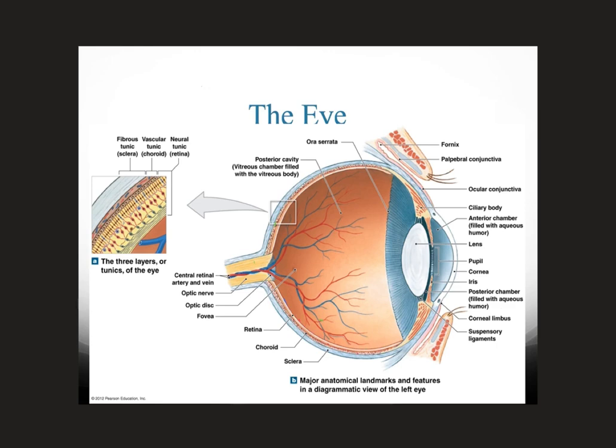Another structure that we should talk about is your fovea, right over here. The fovea is the area where you have a concentration of most of your cones. And cones, we're going to see later on, are the structures that allow us to see things in color. Okay, so your fovea has the highest concentration of cones.